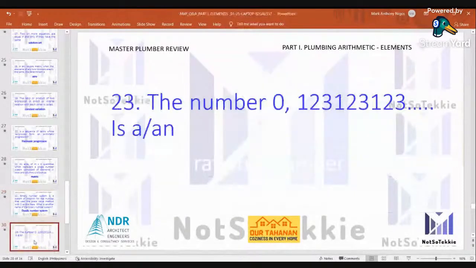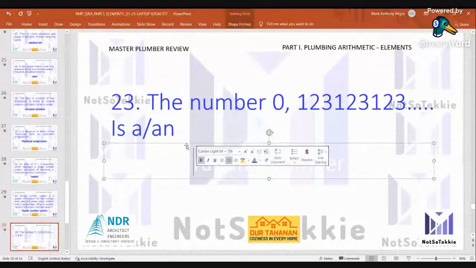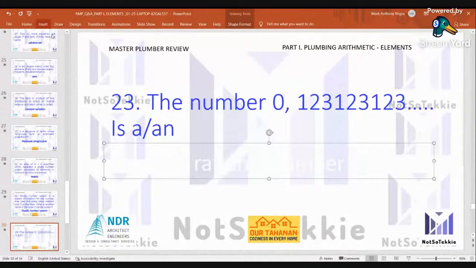Number 23. The number 0.123123123, where the period is 123, is a or an what? The answer is rational number.